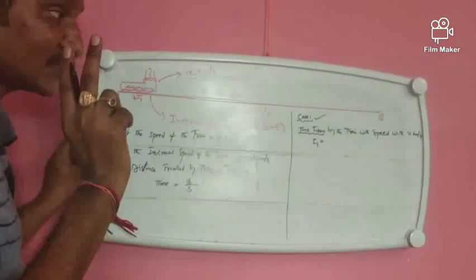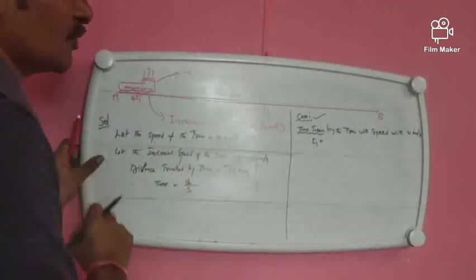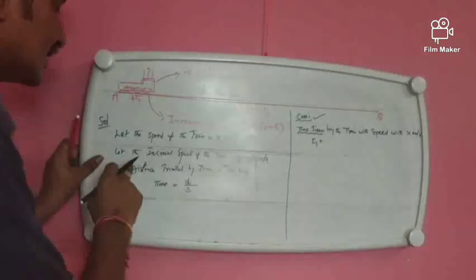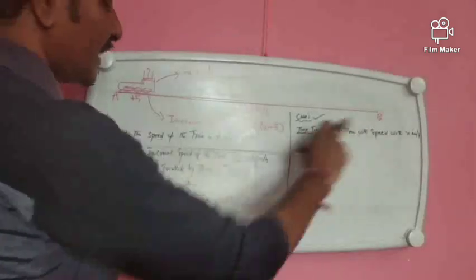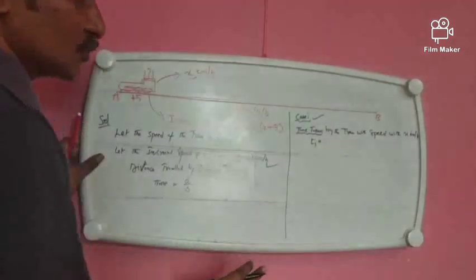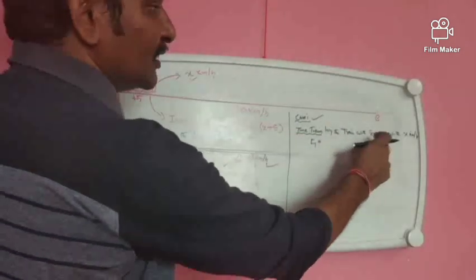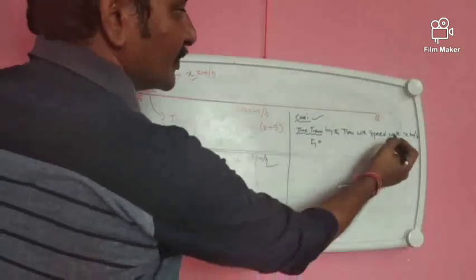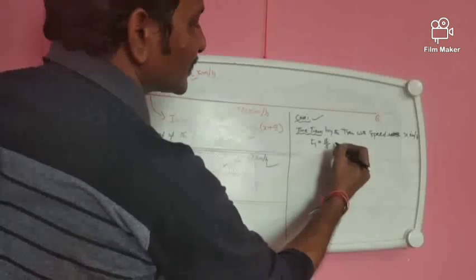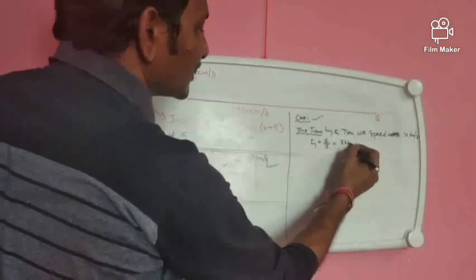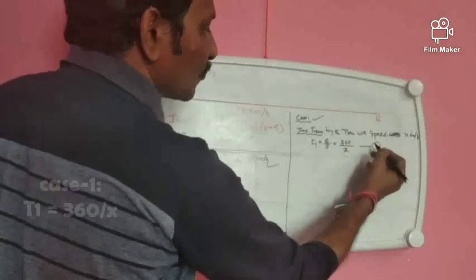There will be two cases here. Case 1 is the time taken by the train with speed x kilometers per hour. Case 2 is the time taken by the train with speed x plus 5 kilometers per hour. In case 1, T1 equals distance by speed, which is 360 kilometers by x. This is equation number 1.